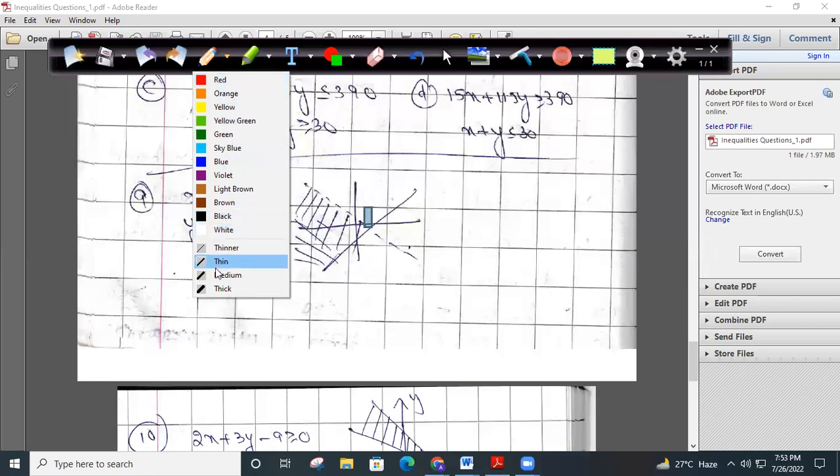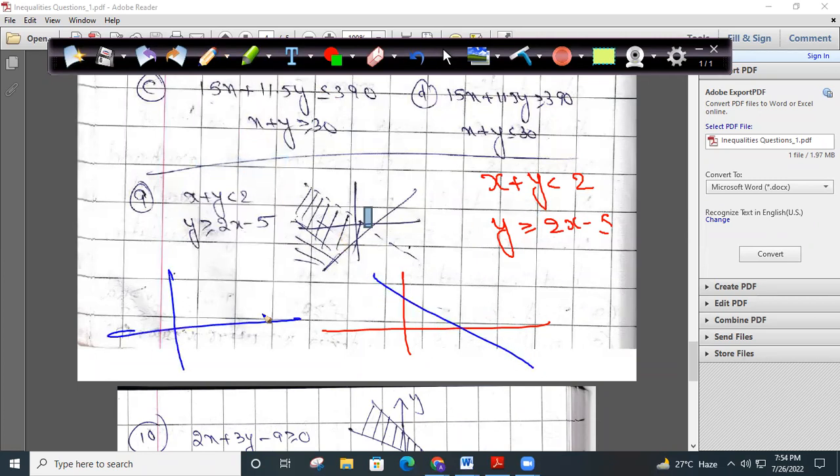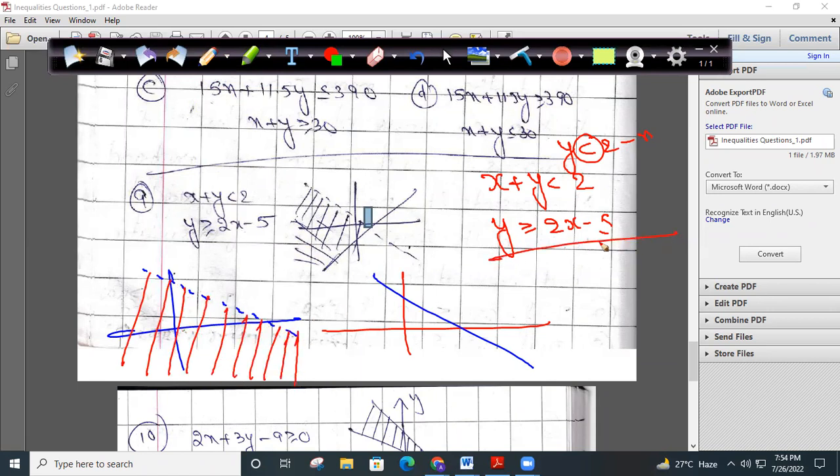Just try to draw the graph in your notes for x plus y less than 2 and y greater than or equal to 2x minus 5. So x plus y less than 2, I'm drawing along with you. Y is less than 2 minus x, so to the bottom. Y is greater than or equal to 2x minus 5. Put x equal to 0, y is minus 5, so 0 comma minus 5. Put y equal to 0, 2x minus 5 equals 0, x is 5 by 2, 2.5. We'll get a graph something like this.